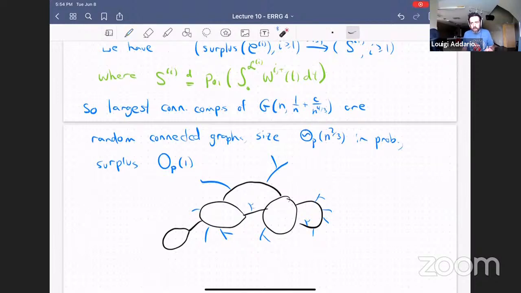When I say random connected graph, I mean uniformly random, conditioned on the vertex set. There's enough symmetry in the problem that if I tell you what the set of vertices of the largest component is, and how many surplus edges it has, then it's equally likely to be any graph with that vertex set and that surplus.